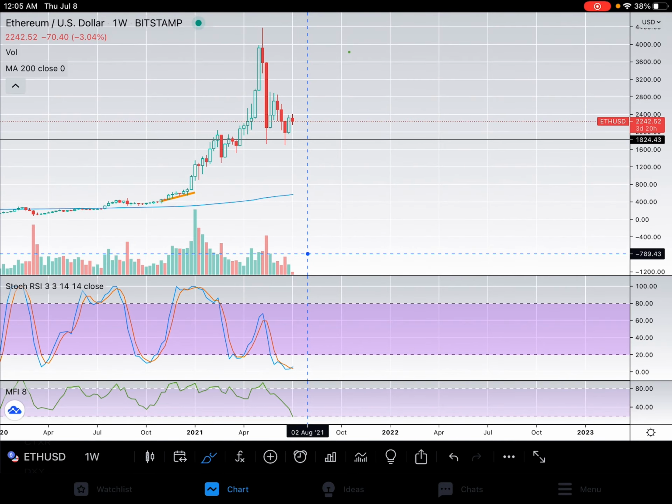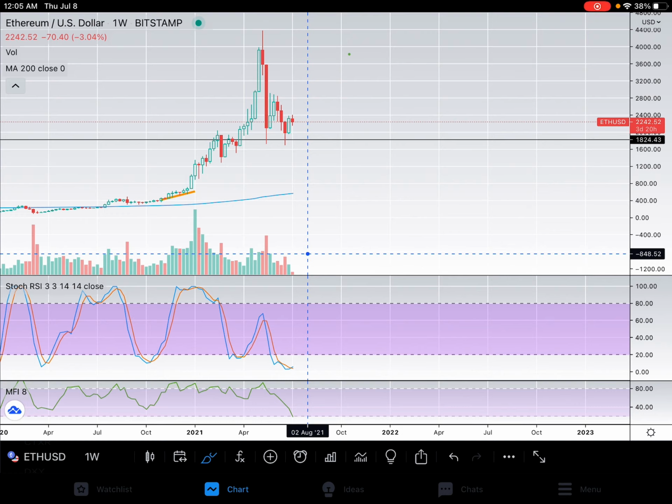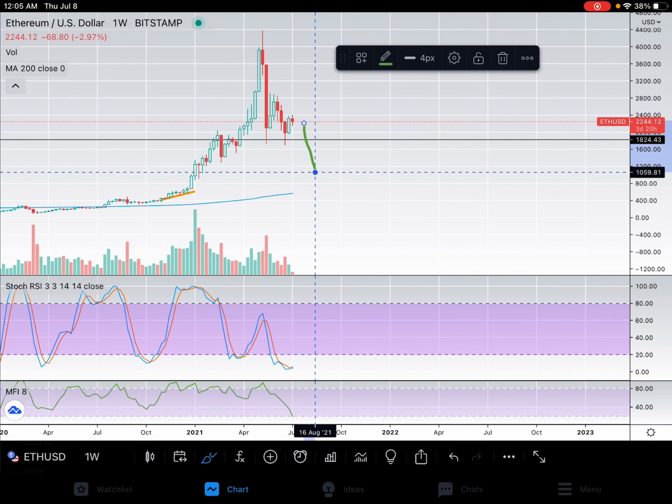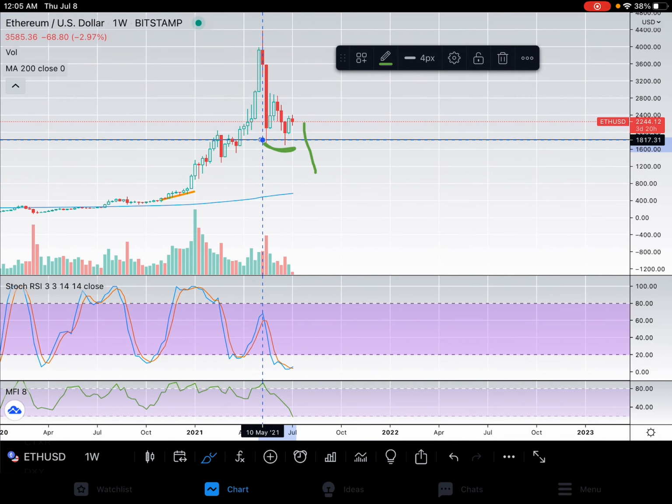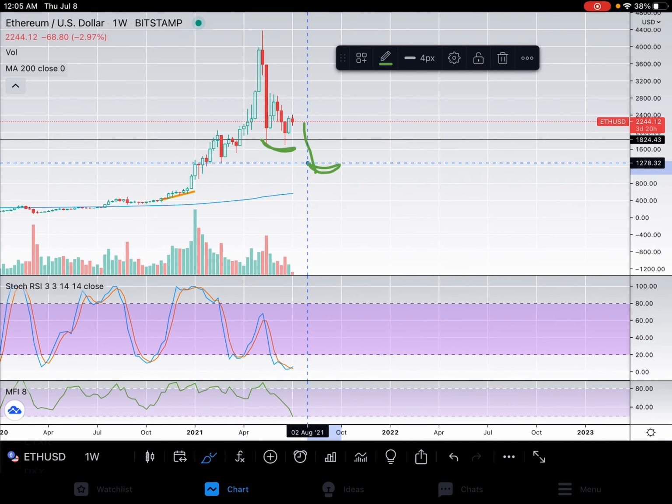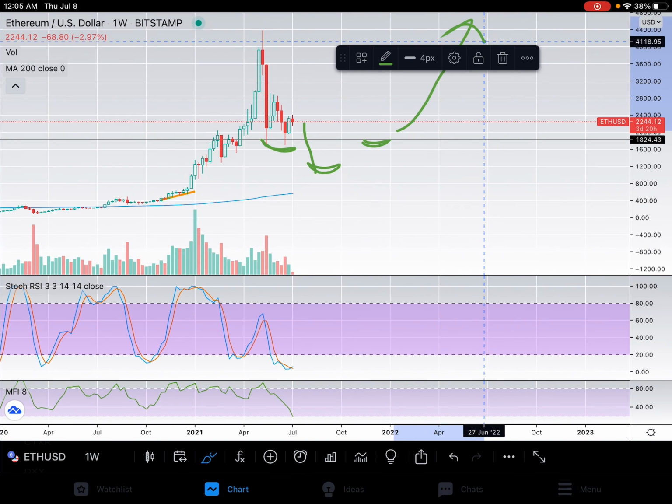I mean, even if we went lower, which I don't think we will, because we have a double bottom right here, which is a bullish formation on candles. I mean, even if we went lower, we could be setting up for an inverse head and shoulders. That being the shoulder, this could be a head, this could be another head, and then we go up to whatever.